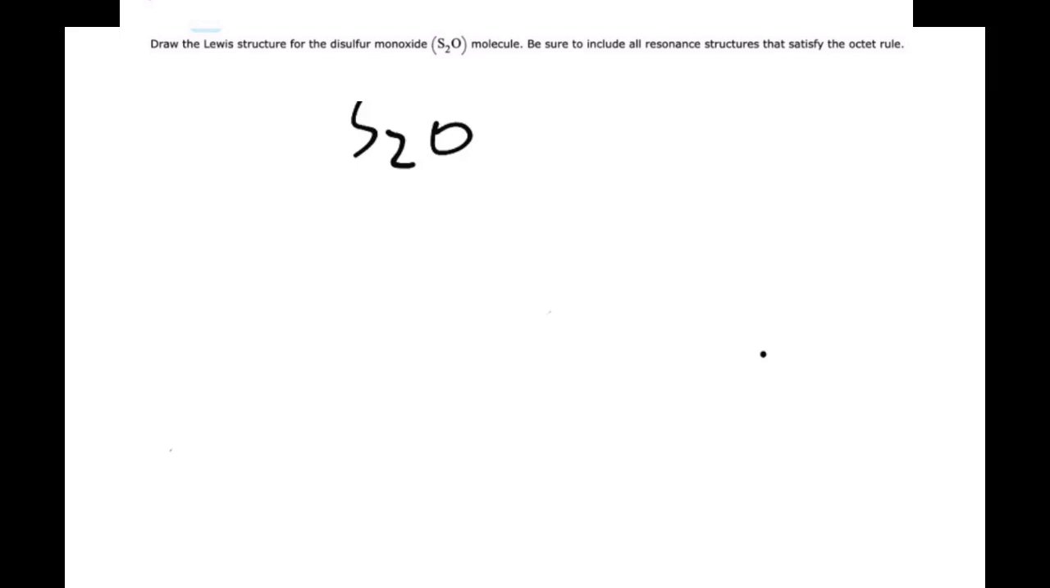Okay, well, first off, we have to realize how many valence electrons we have in this problem. In order to do that, we have to look at our periodic table and see how many valence electrons each element brings to the table. We know that all three of these atoms are going to bring 6. So 6 times 3 is 18 valence electrons.